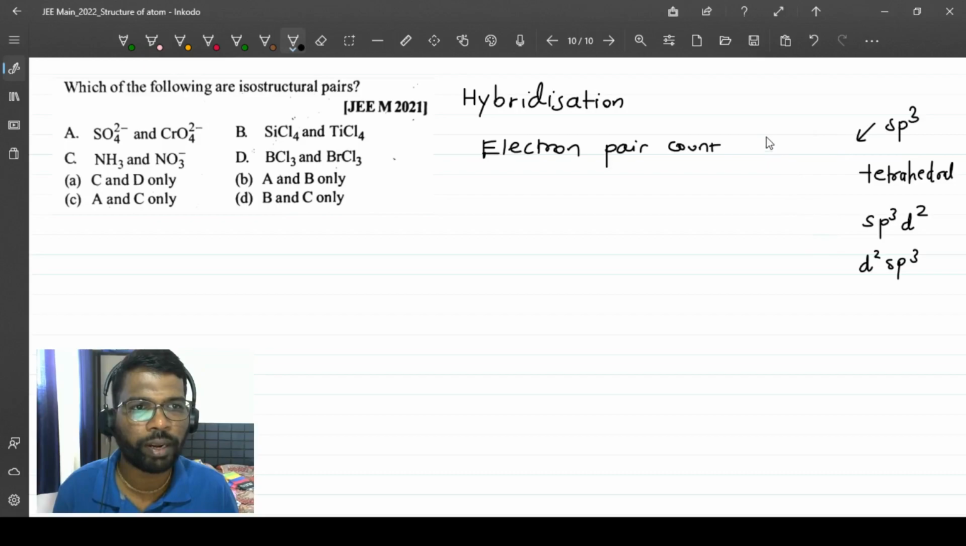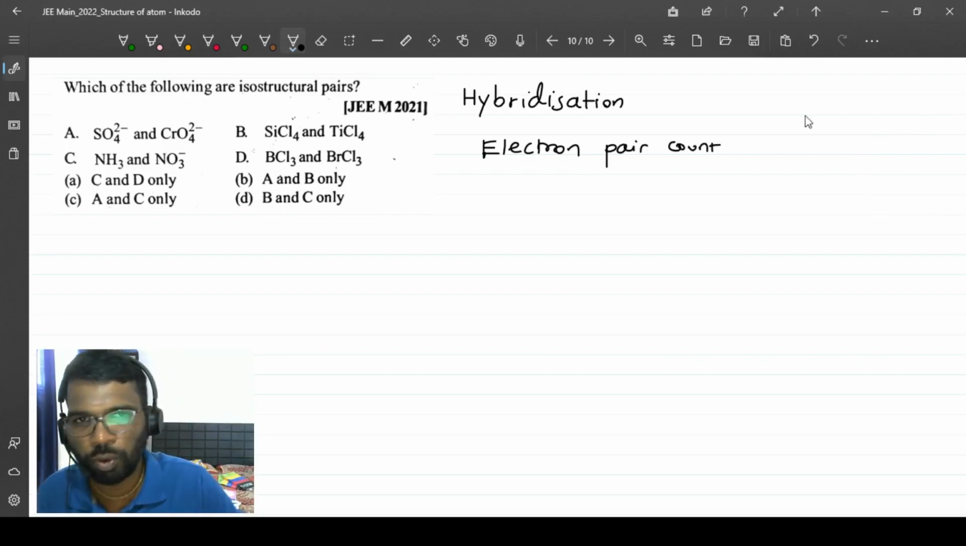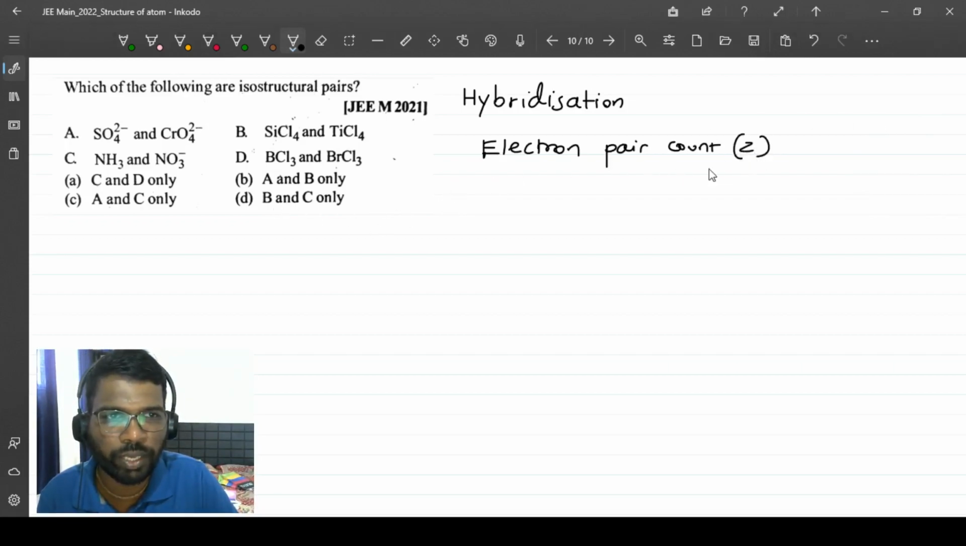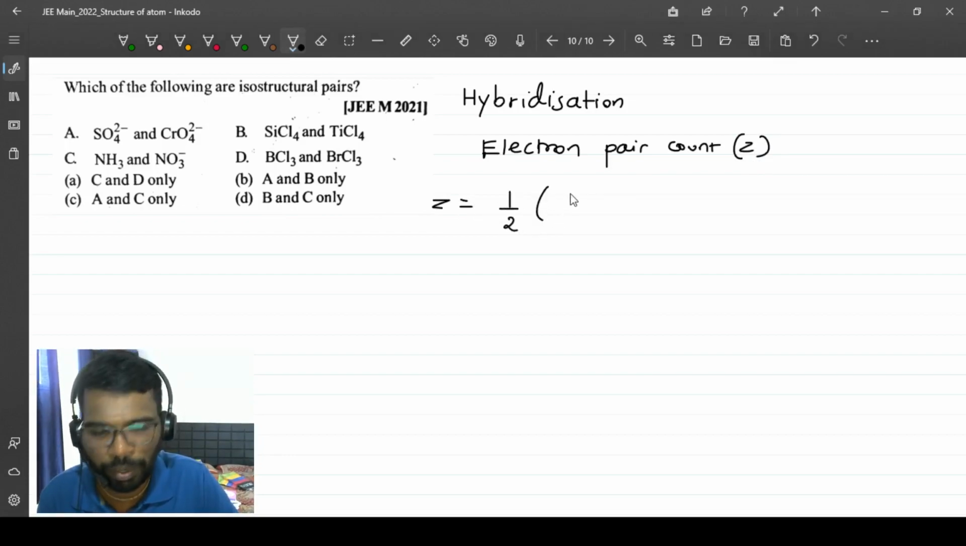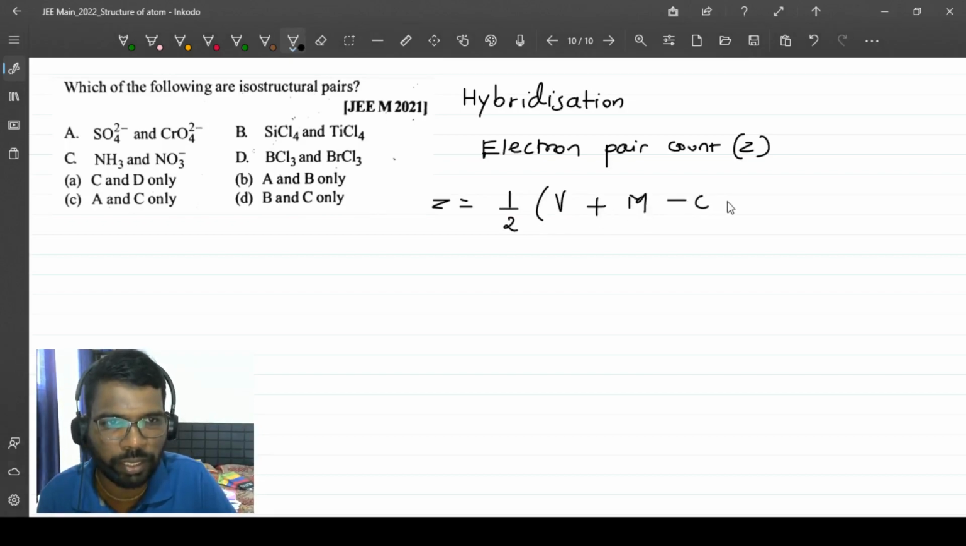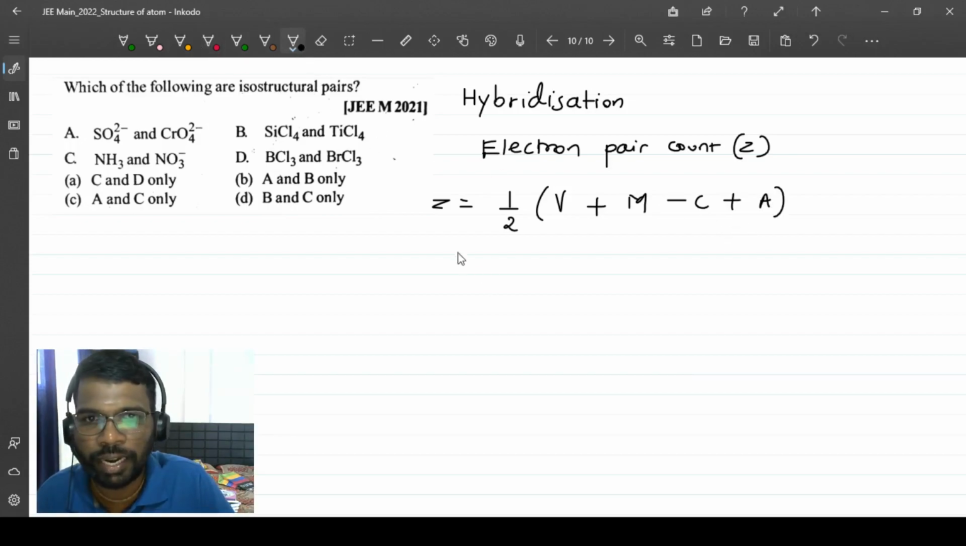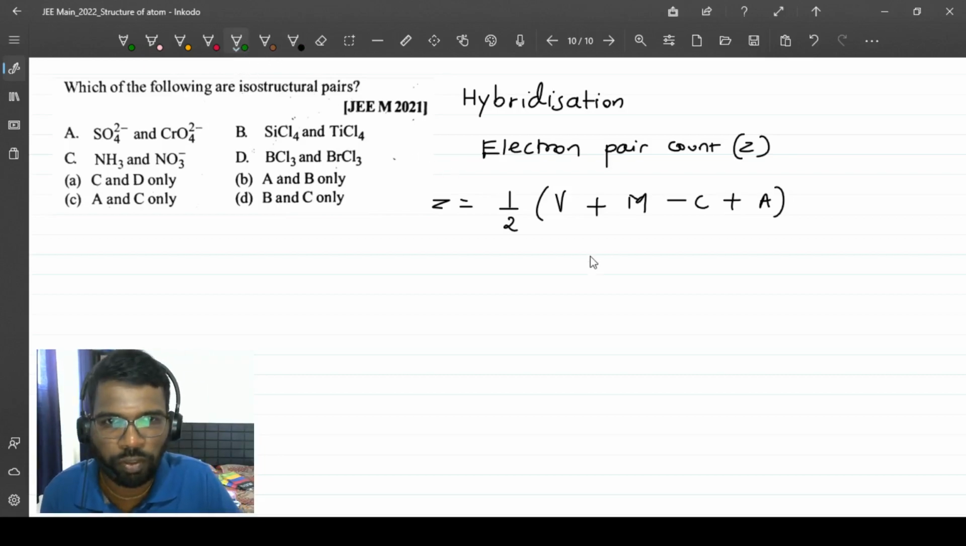Now, how do we find the electron pair count in a whole molecule? There is one basic simple formula you have to know: electron pair count Z is equal to half multiplied by (V plus M minus C plus A). I will define the terminologies. Z represents the electron pair count. V stands for the valence electron.